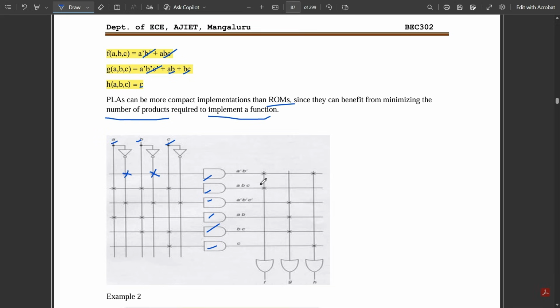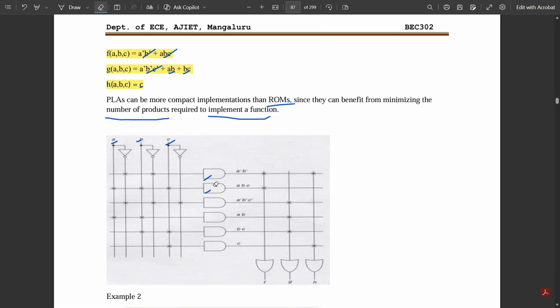Similarly for abc, you see here a b c is given through this AND gate. Next for a dash b dash c dash, that is given through this AND gate. Next is ab, that is a b. Next we have bc and c. Like this the connections are made through each of the AND gates.